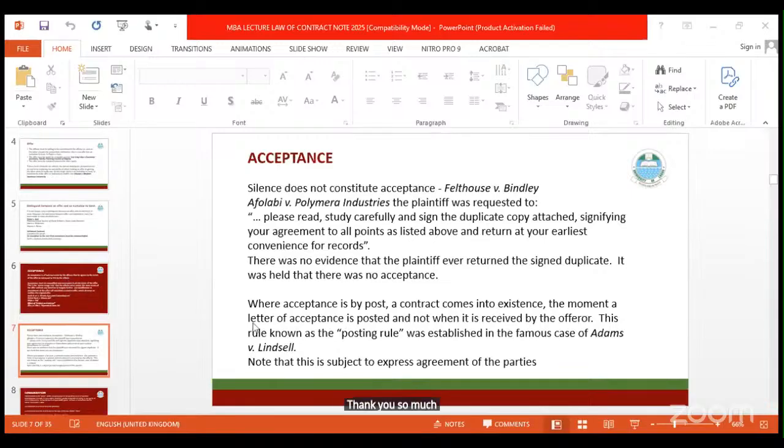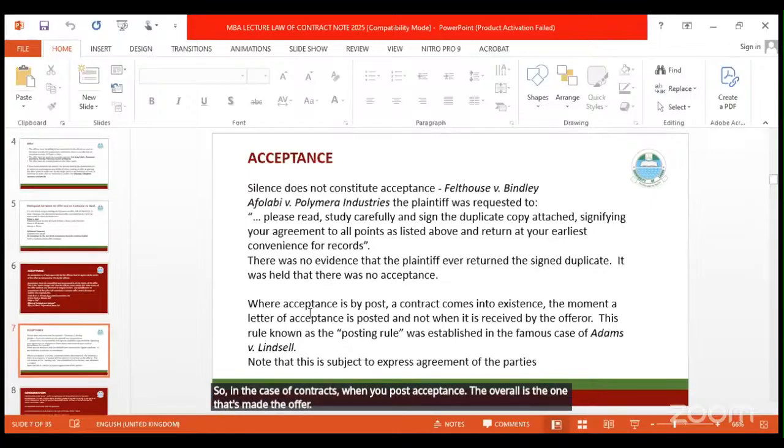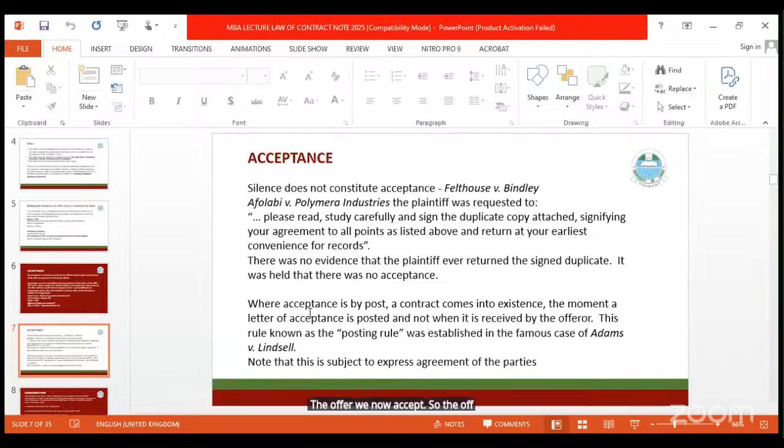Thank you so much. I like the way you summarize it because at least people will understand this. So now, you see that two things are an issue here. When you post a letter, the letter is supposed to be delivered to the person to whom you post it. So in the case of contract, when you post acceptance, the offeror is the one that made the offer, and the offeree is the one who accepts. So the offeree has posted the acceptance. Now, two things. When the offeree posts the acceptance, the offeror is expected to receive that letter of acceptance. So two things. At what point did the contract come into existence?